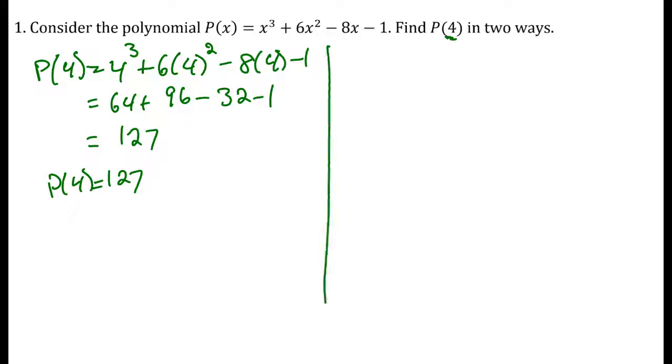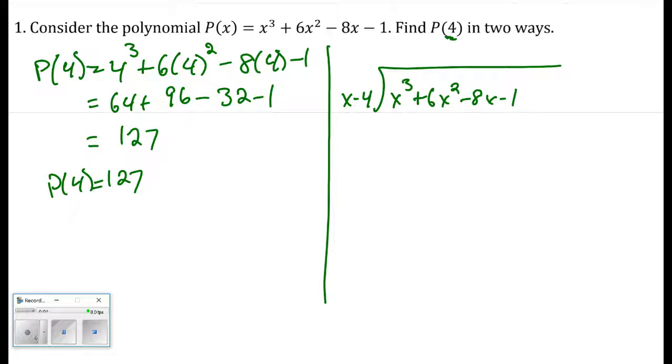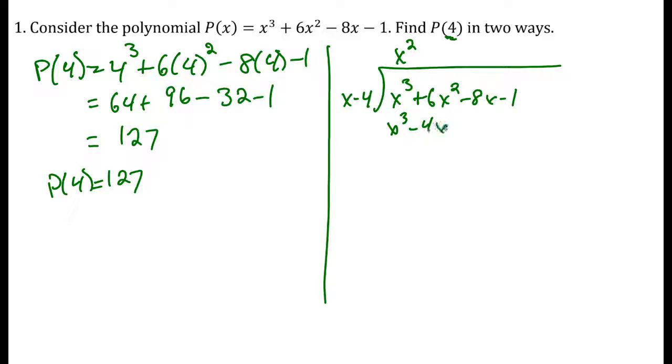How else could I find it? Well, P of 4 would be the remainder when I divide by x minus 4. So if I divide by x minus 4, my remainder is going to be P of 4. So we start the long division and say, what times x gives me x cubed? X squared times x is x cubed, and we multiply through. Change your signs to subtract, and we get 10x squared minus 8x.